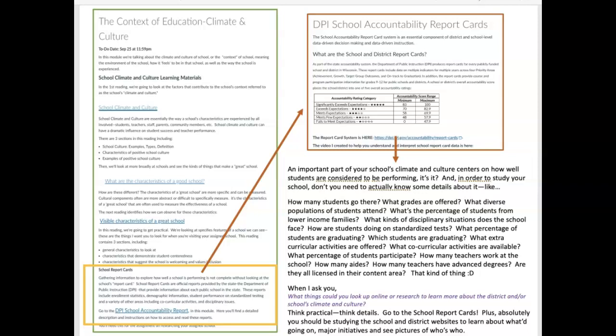So instead of Googling it, you can't go to your principal and ask these questions. I appreciate you thinking about that and really trying to figure out how you can find this information. But you can find this information through the Wisconsin Department of Public Instruction, DPI website. And this is going to help you out a lot. So take a look at that, figure out the information that you really want to know about your school in order to be knowledgeable, in order to understand what's going on.